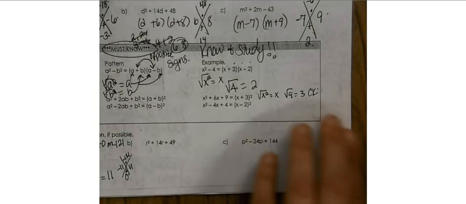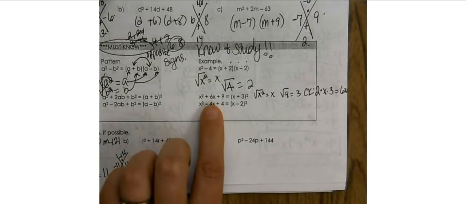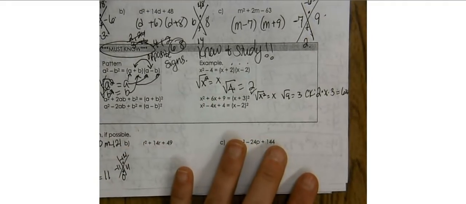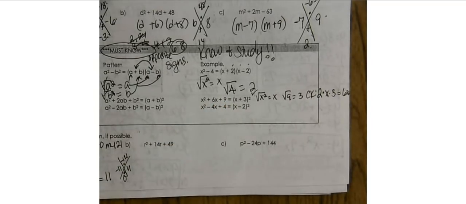The 2ab part is the middle. 2 times a times b is the middle, 2 times x times 3. So we're going to go 2 times x times 3, because remember a and b are the square roots of a squared and b squared. So 2 times x times 3 is equal to 6x. Is the middle term 6x? Yes, it is. So that's how we know we have ourselves a perfect square trinomial. The number 3 is simply the square root of c, the square root of your last number, your c value.